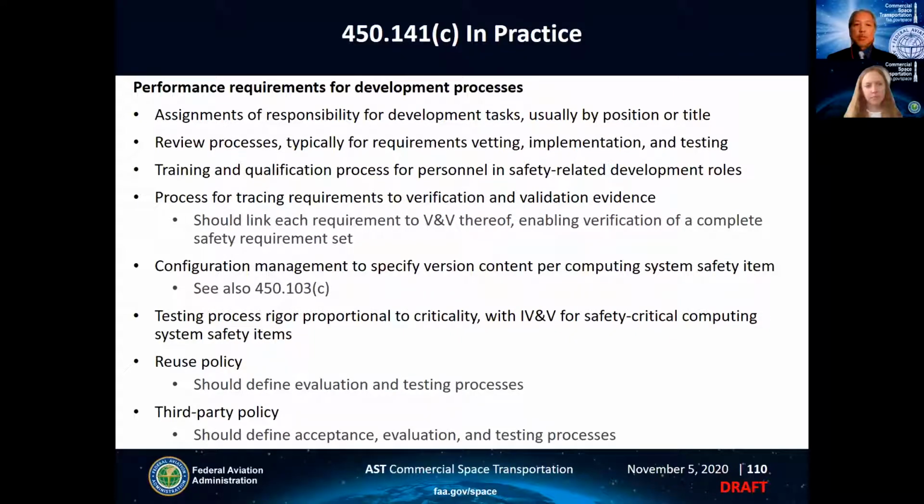Part F requires a testing process with rigor proportional to the level of criticality of the software of the computing system safety item, with independent verification and validation for safety critical computing system safety items. And that independence is at the level of a development division or from the development organization, whether by an independent contractor or an independently operating test group within the overall corporation.